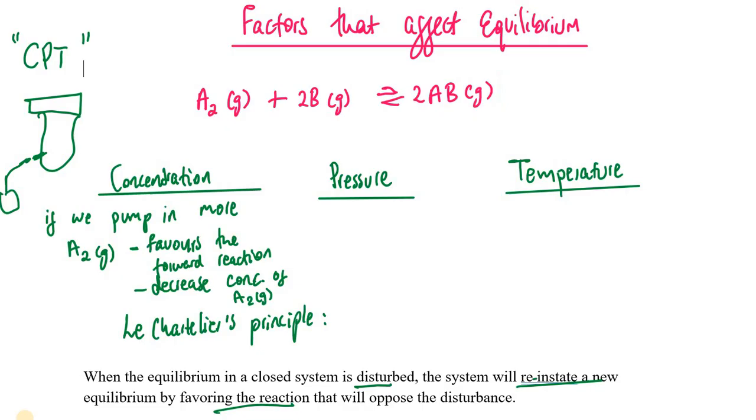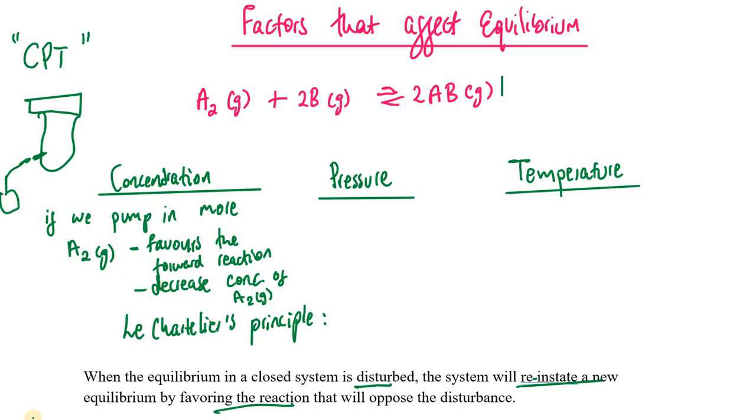Now, what if instead of increasing, we start to take out some of the A2 that is there? Meaning, what if we're reducing the concentration of A2? If you reduce the concentration of A2, the system is going to be like, since you are reducing A2, I'm going to favor the reaction that is going to increase A2. Which reaction is that? Forward or reverse? So indeed, it's going to favor the reverse reaction. And therefore, a new equilibrium is going to be reached.